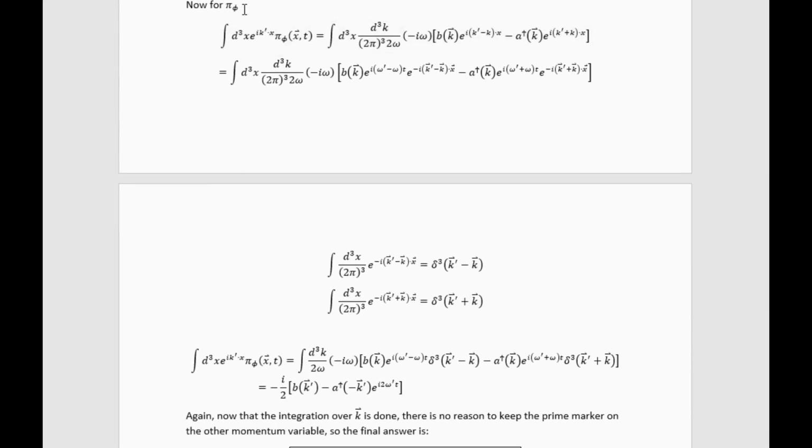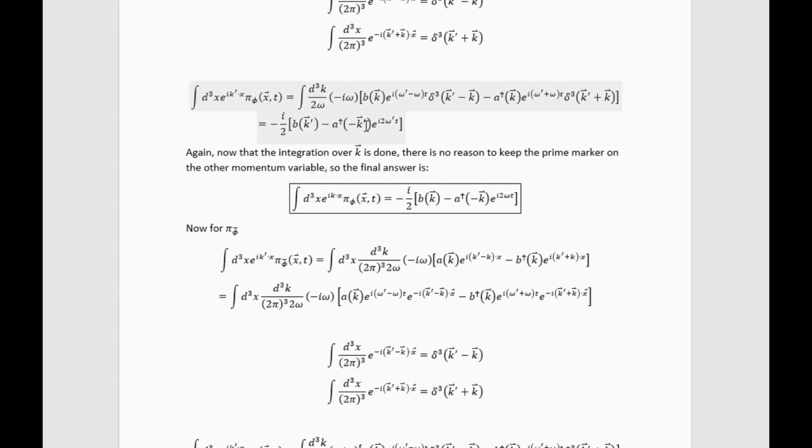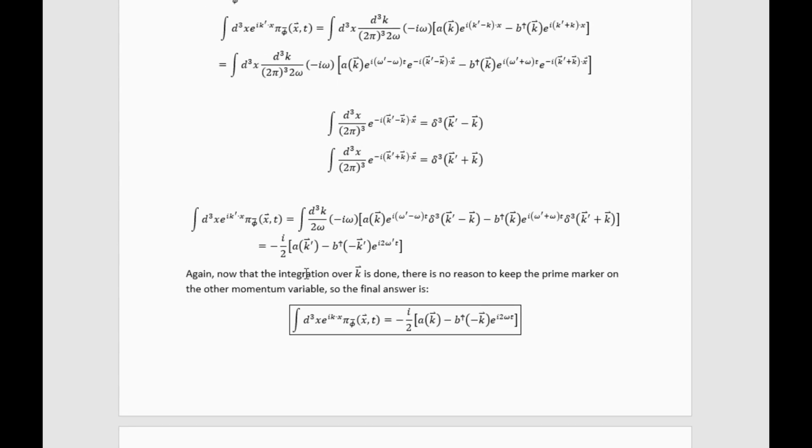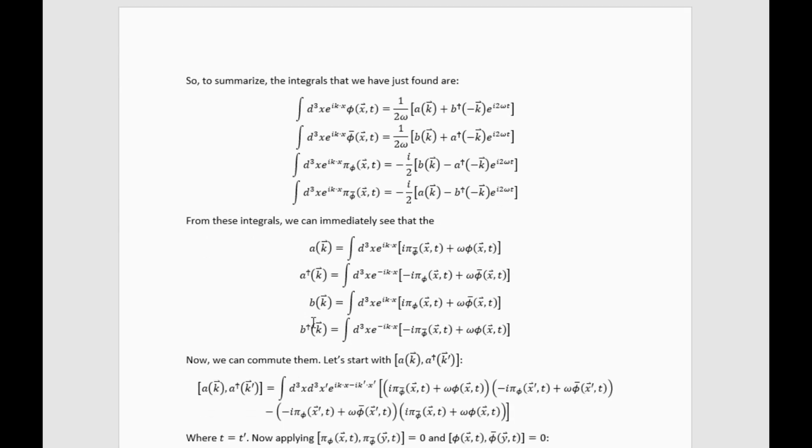Then we can do the same thing for the pi of phi field. It goes exactly the same and yields this answer. Then we can do it for the pi of phi bar field, and it gives us this answer. So then the complete set of those integrals that we needed to do are given here. Then we can do a little bit of algebra and trivially identify these as the inverted relations.